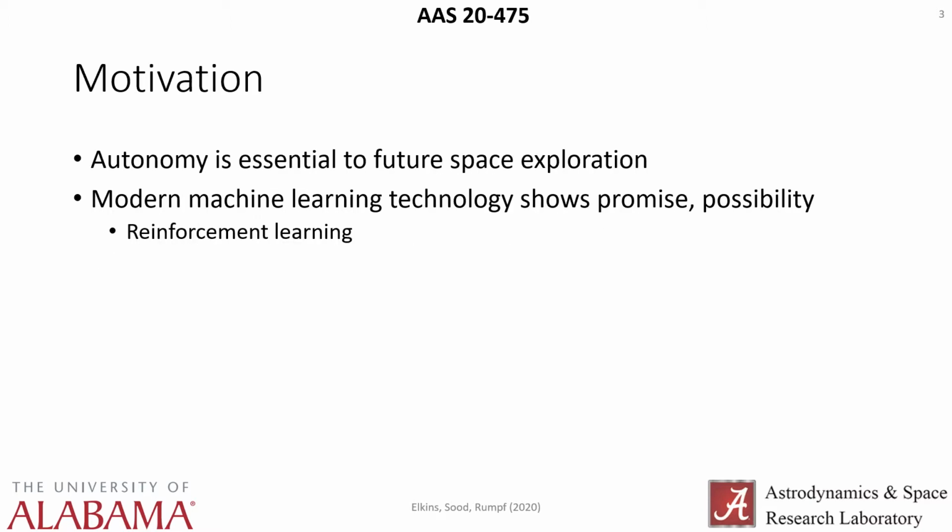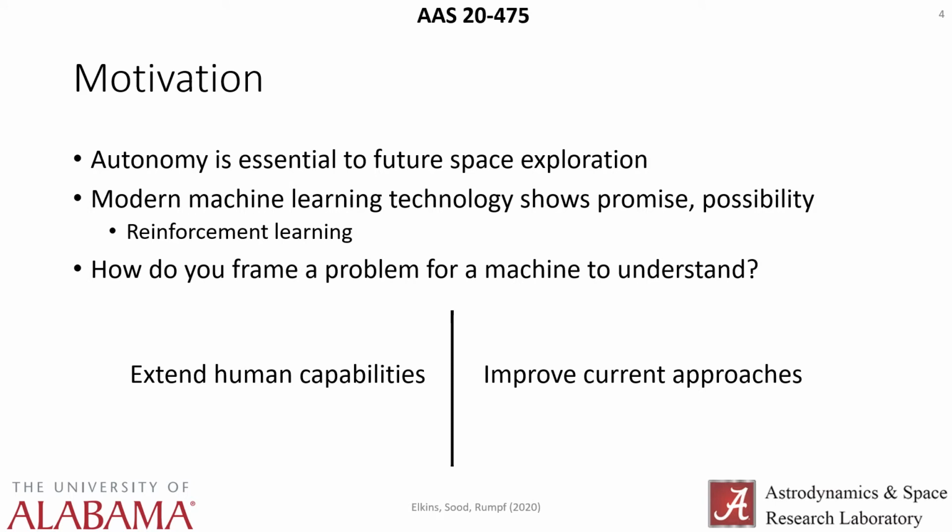So motivation. Why did we study this? Autonomy is really well defined as going to be essential in our space capabilities going forward. The space environment is a very harsh environment. Physically, humans can't go there, so we need to send robotics and autonomous spacecraft to increase our capabilities. You think of modern spacecraft constellations, even in low Earth orbit, and that seems to be the future. And modern machine learning technology really shows a lot of promise there. Specifically, reinforcement learning. It's a highly active research area of machine learning, and studying how you frame a problem for the machine to understand is of merit going forward.